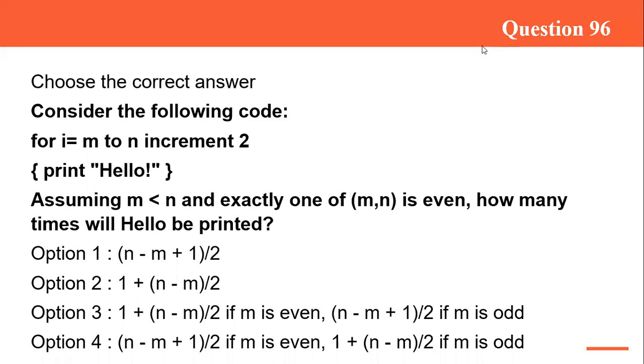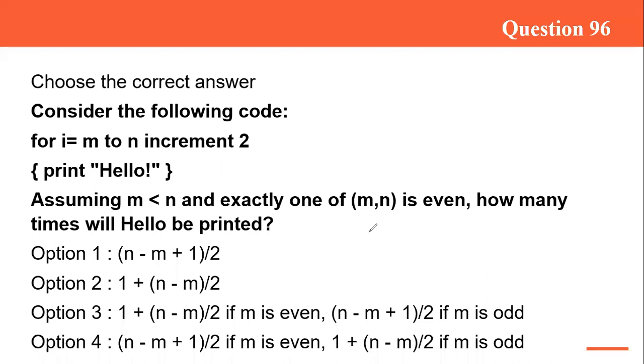Okay, listen here, everyone. I'll tell you very simply. Actually speaking, it's not a difficult thing. Just need to understand how we do it. For example, consider the following code. I is running from m to n, incrementing by 2, and then prints hello. Assuming m less than n and exactly one of m and n is even. Exactly one means if one is even, the other one will be odd. Do you agree? How many times will hello be printed is what they are asking. So we have to generate a mathematical formula for how many times it gets printed.